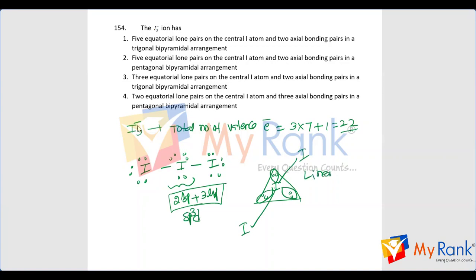It has 3 lone pairs and 2 bond pairs. So now we'll see the options. 5 equatorial lone pairs, no, wrong. 3 equatorial lone pairs are there. 2 axial bond pairs are there. 3 equatorial lone pairs on the central atom, 1 at iodine atom, and 2 axial bond pairs. Yes, this is the correct one here. 3 equatorial lone pairs and the 2 axial bond pairs present here. Your option, the third option, is the correct one.